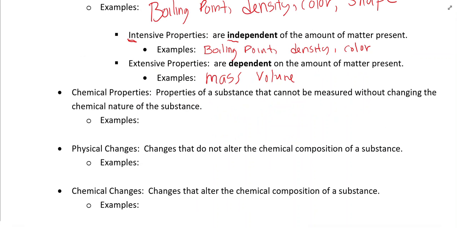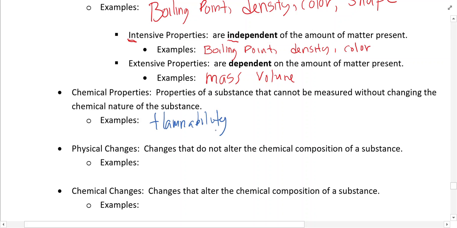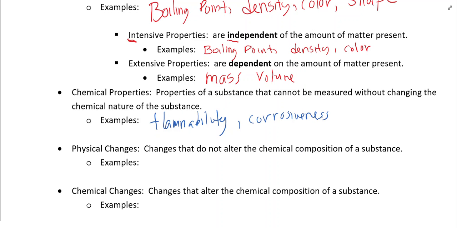A chemical property is a property of a substance that cannot be measured without changing the chemical nature of the substance. So something such as flammability is something that if the substance is in fact flammable, you're going to change the chemical nature of it. You can also take a look at corrosiveness. So if you are working with a corrosive substance, you can measure that by if it's reacting with something or if something happens to it.